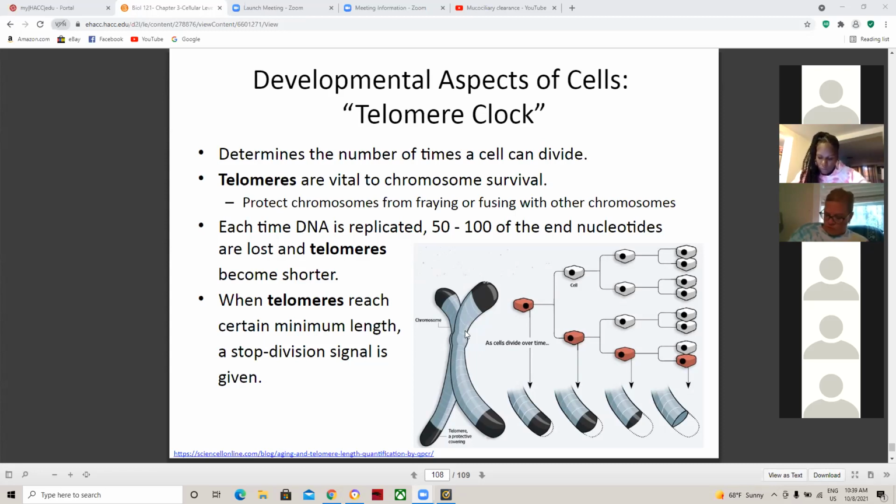Well, what they found is that in immortalized cell lines, their telomeres don't change in length. They don't get shorter. In cells that senesce and go into a state where they will never divide again, the telomeres are at the minimum length. So that's the evidence behind this telomere clock.